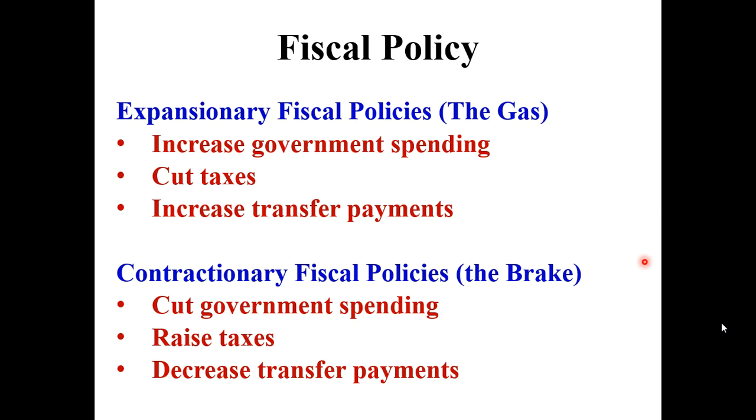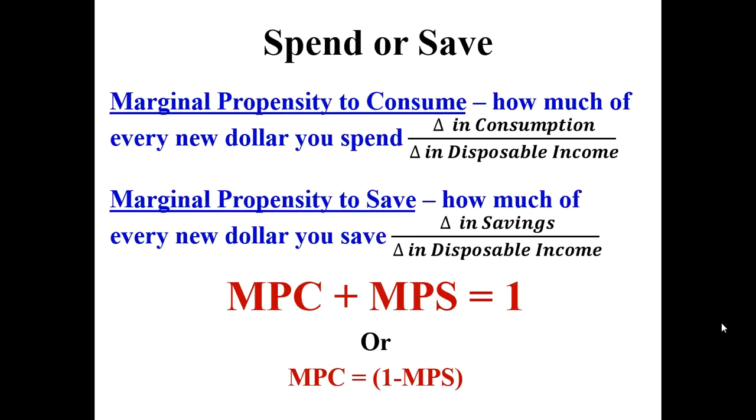And all of those will slow the economy down. All right, now remember, when people get new money, there are two things they can do with it. Either they can spend it or they can save it. The marginal propensity to consume is how much of a new dollar you're likely to spend, and the marginal propensity to save is how much of that new dollar you're likely to save.